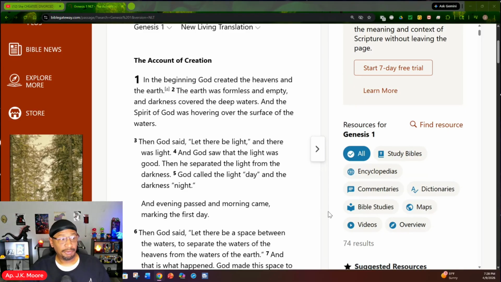And the subheading for this section is the account of creation. And it reads, in the beginning, God created the heavens and the earth. The earth was formless and empty, and darkness covered the deep waters, and the Spirit of God was hovering over the surface of the waters.